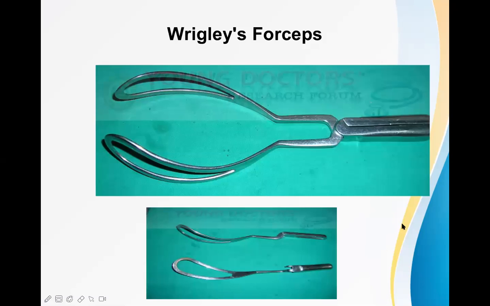Now look at this picture here. There are different types of forceps. One type is called Wrigley's forceps, and this is exactly how it looks. These are the blades of the forceps, this is the locking area, and this is the handle. And these are the two important parts of the blade.